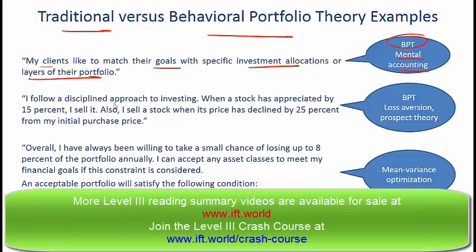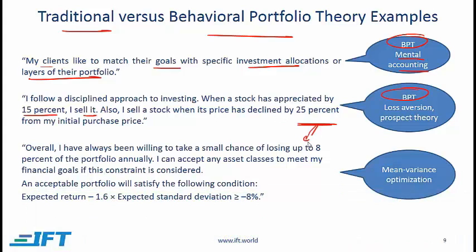I follow a disciplined approach to investing. When a stock has appreciated by 15%, I sell it. Also, I sell a stock when its price has declined by 25% from my initial purchase price. So this again is behavioral portfolio theory. The client does not like losses and lets the stock fall by 25% before he sells it. On the other hand, if there is a gain of 15%, the investor locks in the gain. So this is an example of loss aversion. It is also something that we see in prospect theory.